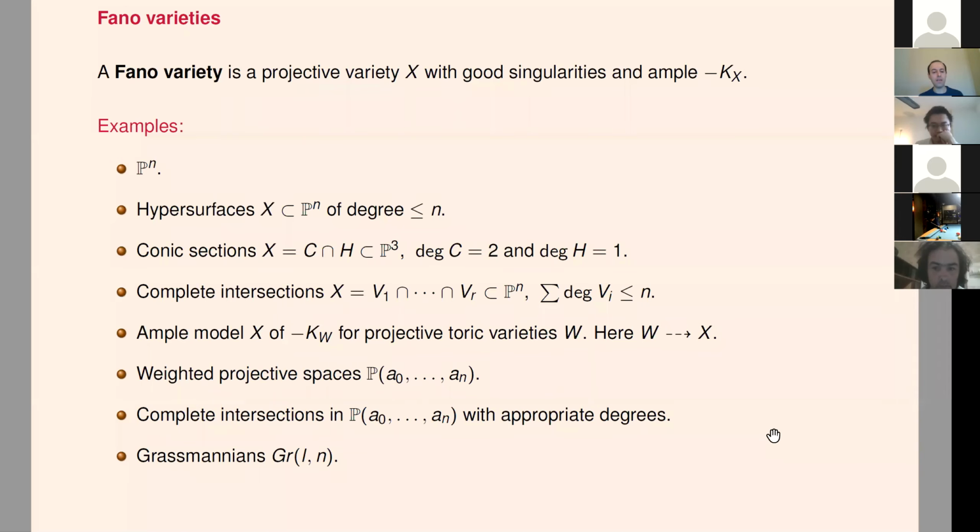Finally, if you take the Grassmannians of l-dimensional linear spaces inside an n-dimensional space, this gives you a Fano variety. So for example, if you take l to be 1, then you just recover Pn. So we have a lot of examples. In dimension 2 and 3, there is a detailed classification of Fano varieties, especially smooth ones or something close to being smooth.